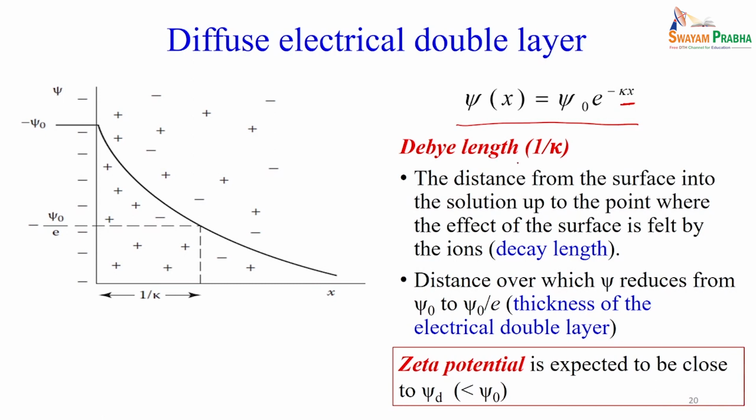Now, 1 upon kappa is known as the Debye length. So, here you just see this is the charge, let us say psi naught, when it becomes psi naught upon e, this particular distance is known as the Debye length, or you can say the distance from the surface into the solution up to which the effect of the surface is realized by the ions. So, that is known as the decay length. In other terms, it can also be said to be the thickness of the electrical double layer. So, Debye length is the thickness of the electrical double layer.